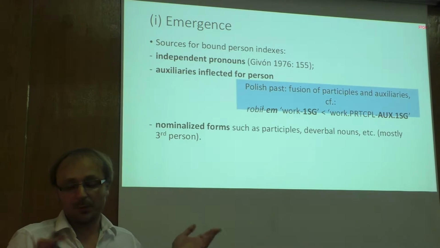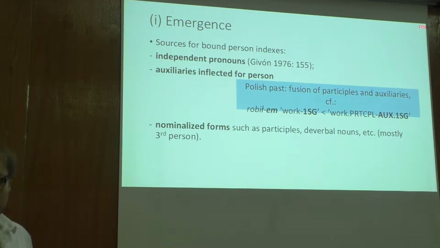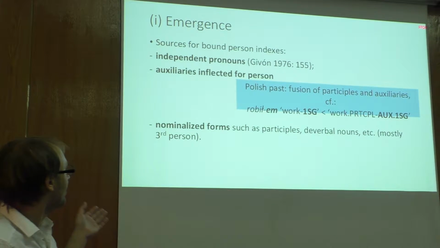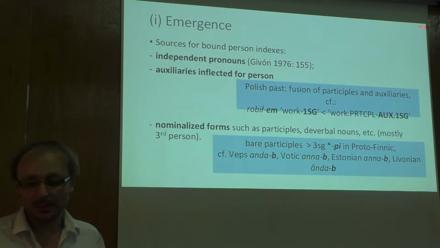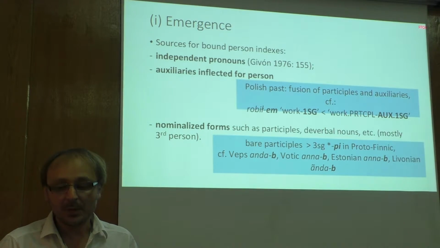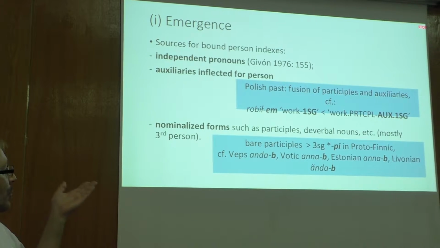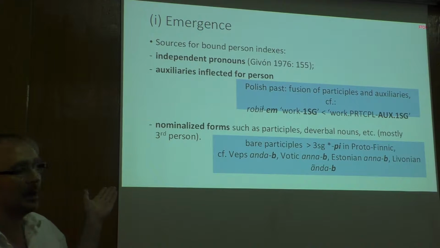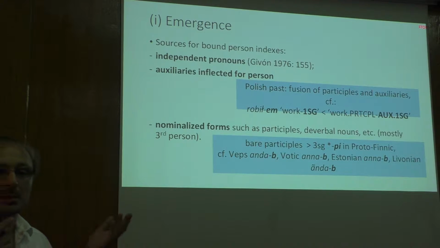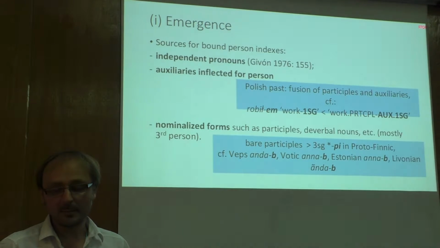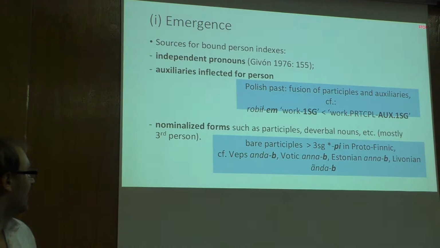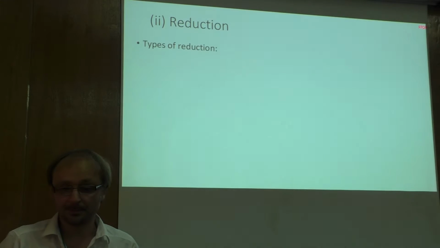They may also, and that is of course more marginal, stem from nominalized forms such as different kinds of participles, the verbal nouns, etc., and they are most frequently found in the third person, but not only. So for example, the third singular in Proto-Finnic stems from a former participle suffix, actually. So that was a kind of derivational suffix, but then later, due to some sequences of changes, it became just the dedicated third person singular, like in these languages.